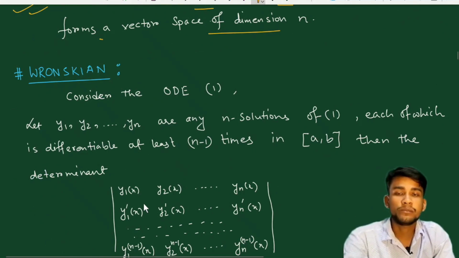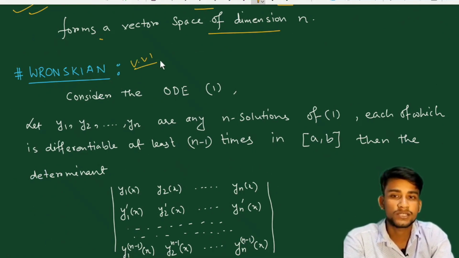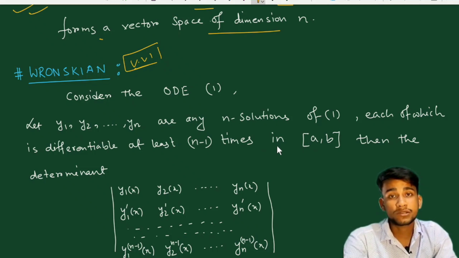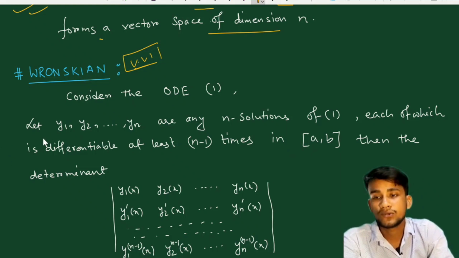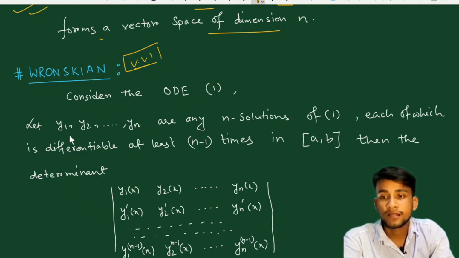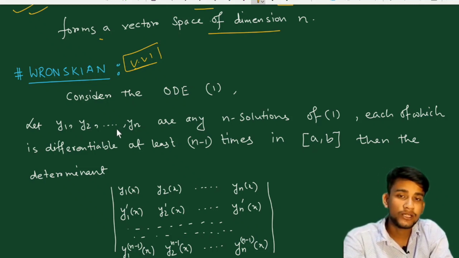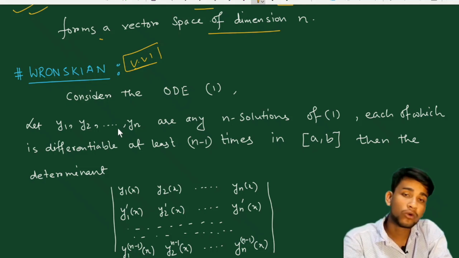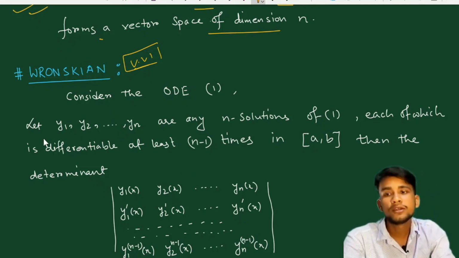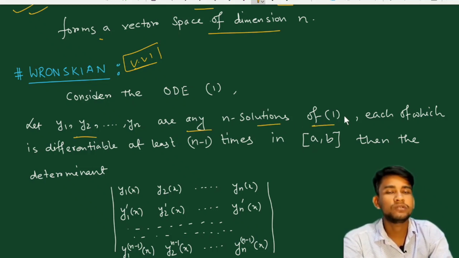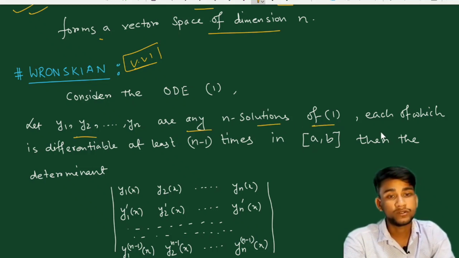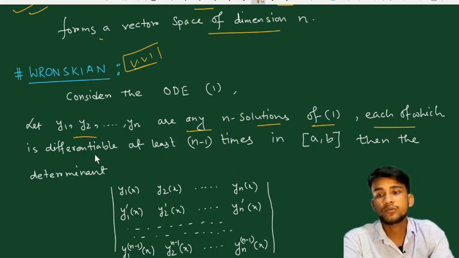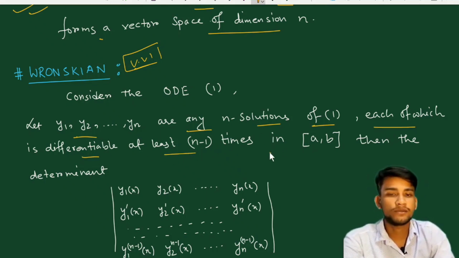Now we come to the most important topic of ordinary differential equations, which is the Wronskian. Based on the Wronskian, every year there are questions in the exam. You can think that in each question paper, in the ODE section, one or more questions from the Wronskian can come. So let y1, y2, ..., yn be any n solutions of the nth order differential equation 1, each of which is differentiable at least n minus 1 times in (a, b).